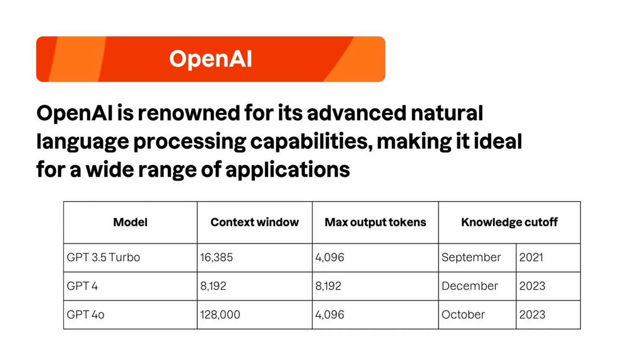GPT-4 has a little bit of a smaller context window at 8,192 tokens, and the max output token is also 8,192. The knowledge cutoff is more recent at December 2023. GPT-4o has a much larger context window of 128,000 tokens, but the max output tokens are 4,096. Its knowledge cutoff is October of 2023.